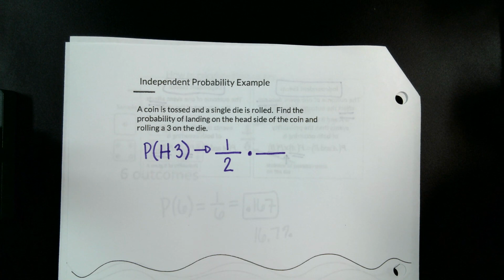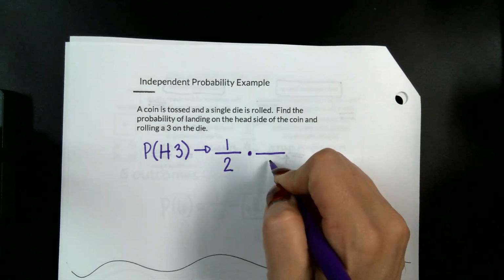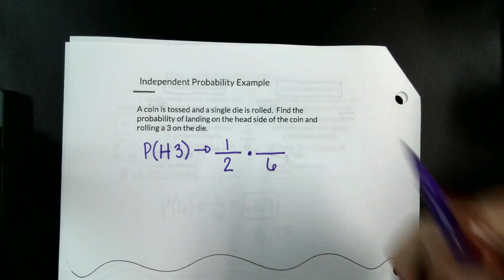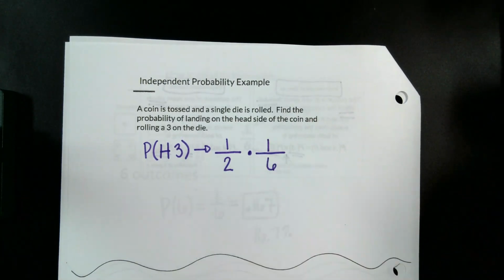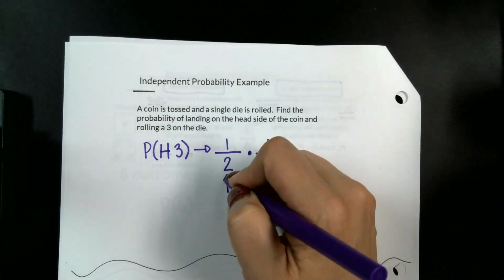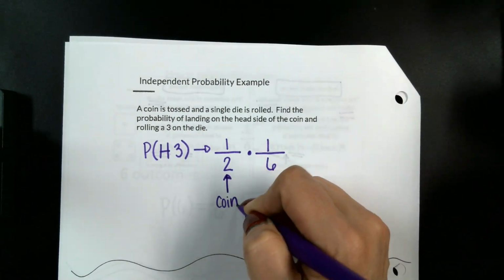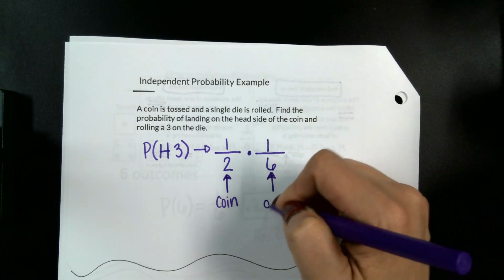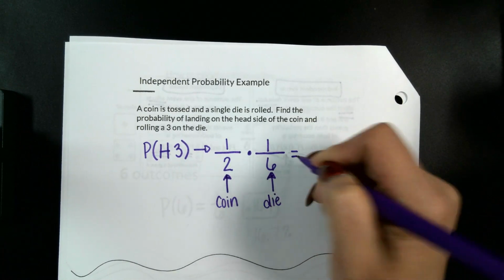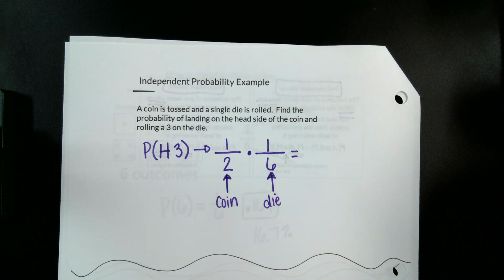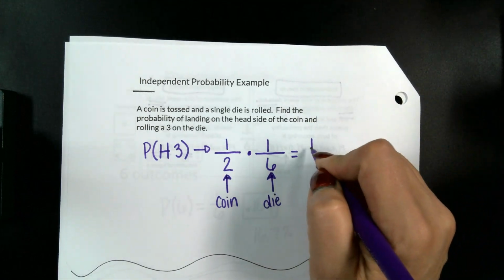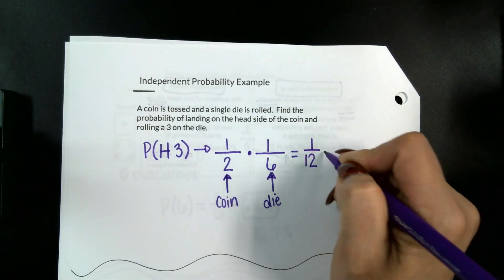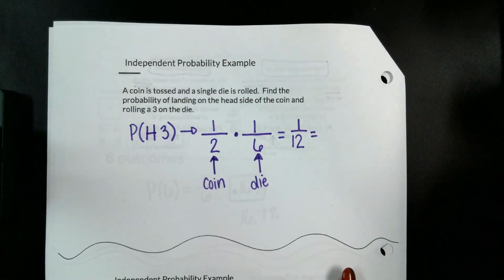Now let's talk about the die. How many options are there on a die? 6. And we just want the number 3. Isn't that 1 out of 6? So this probability here is for the coin, and this probability here is for the die. We're just going to multiply them together. You can do that on the calculator, or you can just multiply straight across: 1 times 1 is 1, 2 times 6 is 12, and then you can do that division.